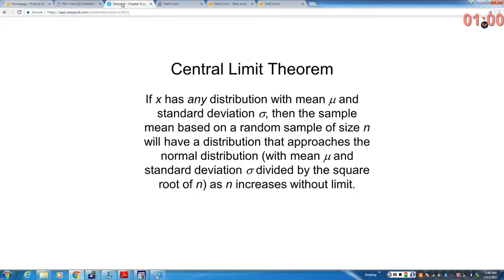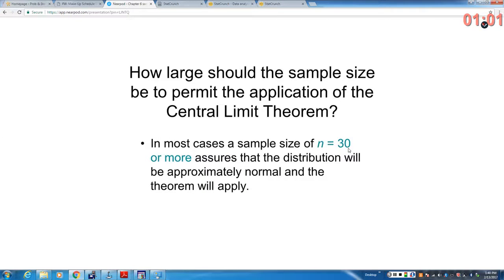Okay? So that's what this theorem is saying. If X has any distribution with a mean of mu and a standard deviation of sigma, then the sample mean based on a random sample of size n will have a distribution that approaches the normal distribution with a mean mu and a standard deviation of sigma divided by the square root of n. That's your standard error. That's the central limit theorem, as long as your sample size is 30 or more. That's the key thing.